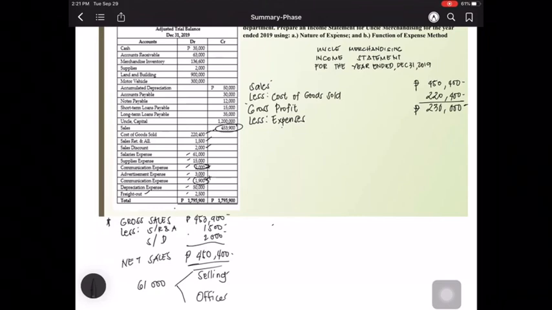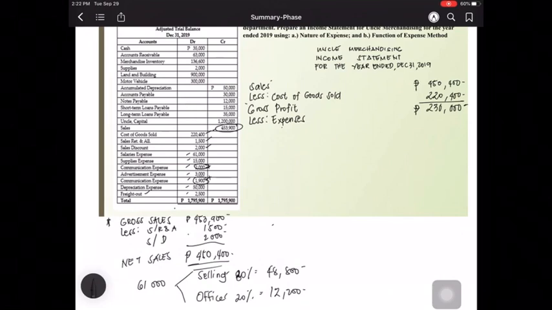So this is 80%, and this is 20%. So how much is 80% of your 61,000? That would be 61,000 times 80%. We have 48,800 salaries expense under your selling expenses, and then the remaining 20%, so 20% times 61,000 for the salaries expense, we have 12,200 salaries expense for your administrative expenses.